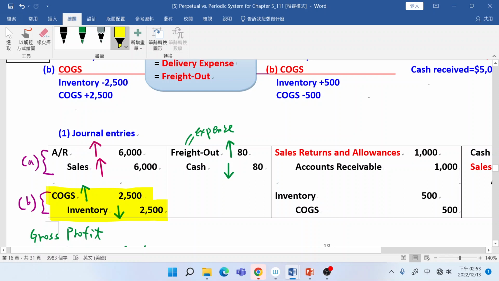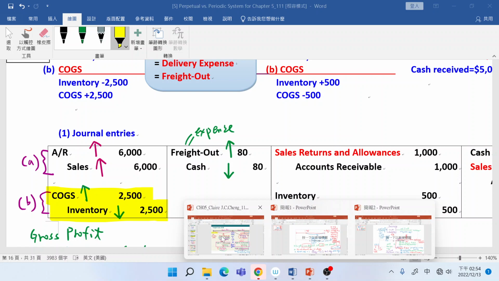Any questions? No? Okay. But you remember, we have two major expenses, right? What's our first major expense? Cost of goods sold. What's our second major expense? Operating expense, right? Operating expense. In case you forgot, I show you the slide before.